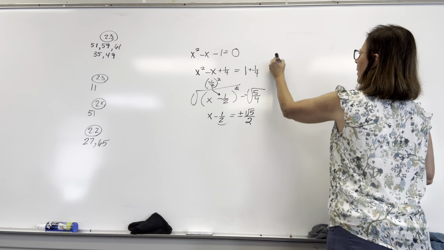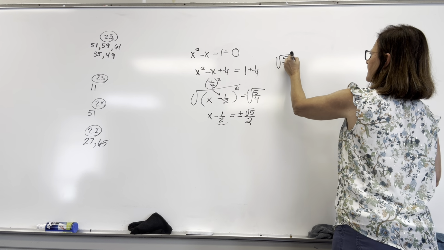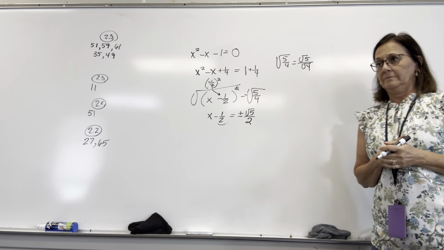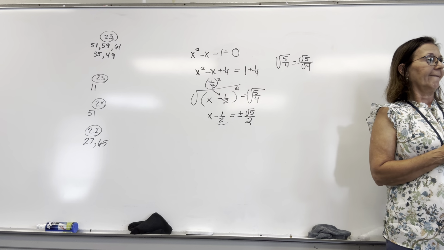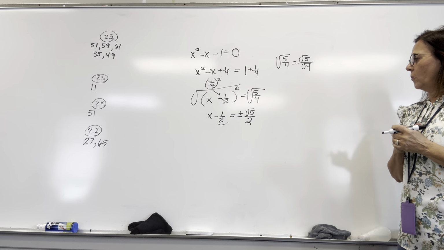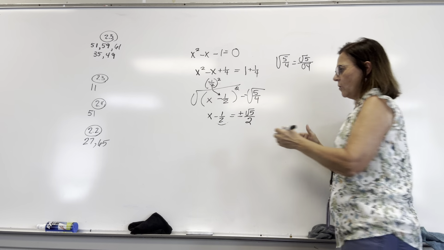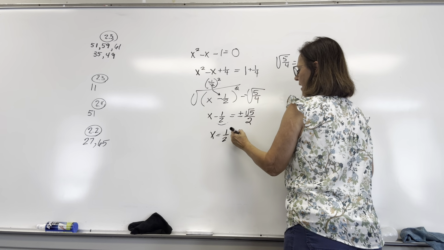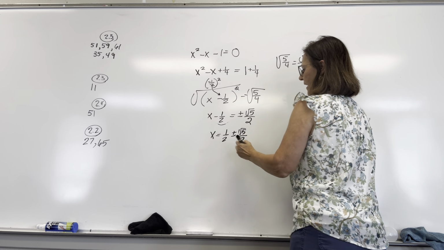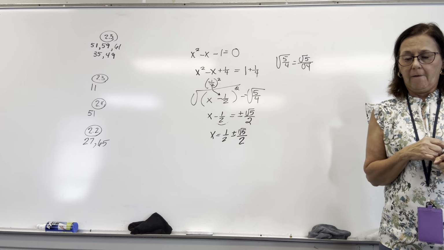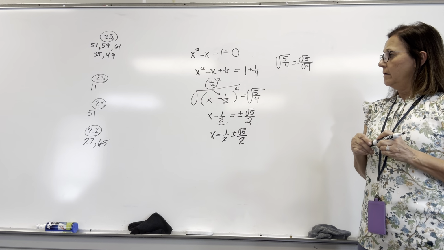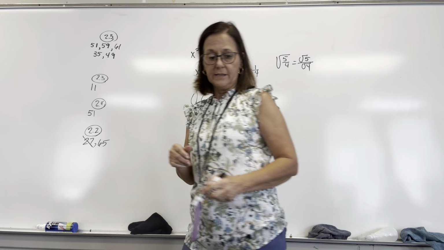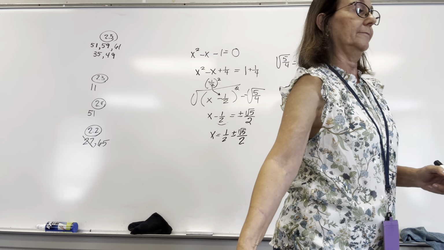So the square root of 5/4 is the same thing as the square root of 5 over the square root of 4. So I unsquared the 4. Now I'll add 1/2. x is 1/2 plus and minus the square root of 5 over 2. All right, so you will need to know how to complete the square.